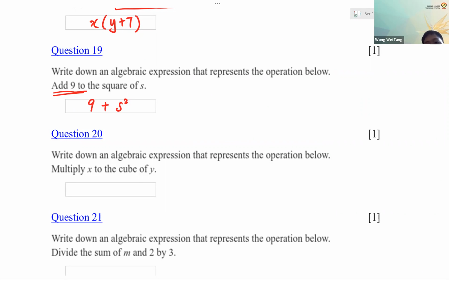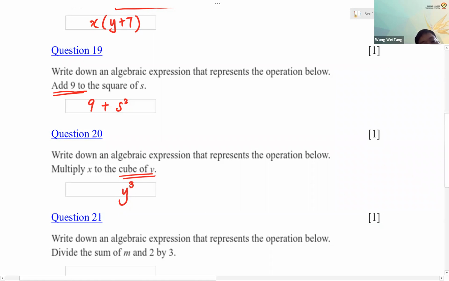Multiply x to the cube of y. The cube of y, huh? Okay, so Rayan, what does the cube of y mean? I need y cube. This is just y. Y cube? Yeah, that's it. I accidentally said the answer for you. Good thing that you caught it. So we have y cube and we're supposed to do something to it.